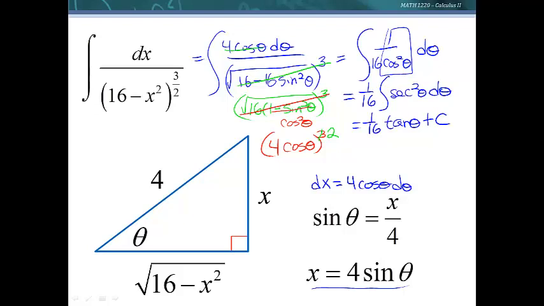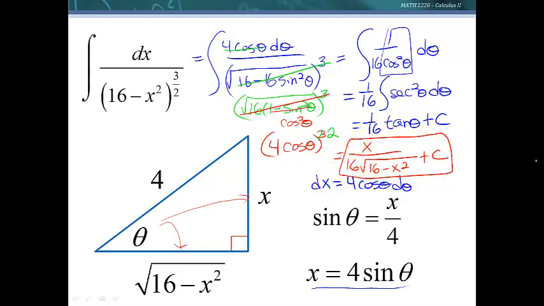Well, we're almost there, but we're not done because we need to resubstitute and get this back in terms of x. So what is tangent theta? Well, let's look back at our triangle to answer that question. We know tangent is opposite over adjacent. So our final answer here, we've got x over, and the 16's on the bottom, and then that adjacent side is the square root of 16 minus x squared, and then plus our constant.